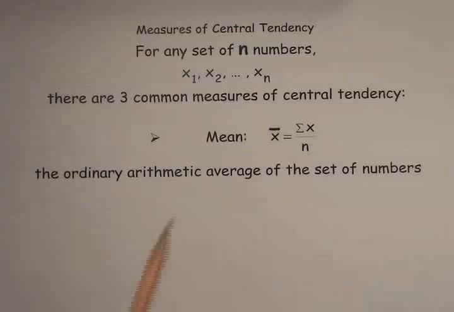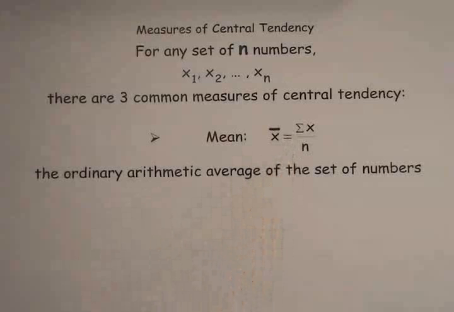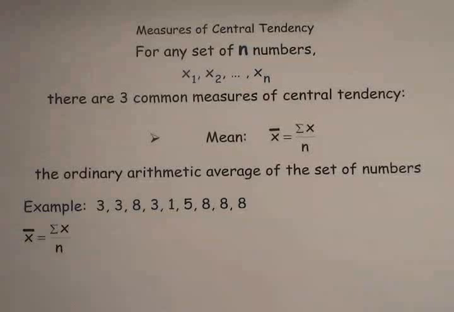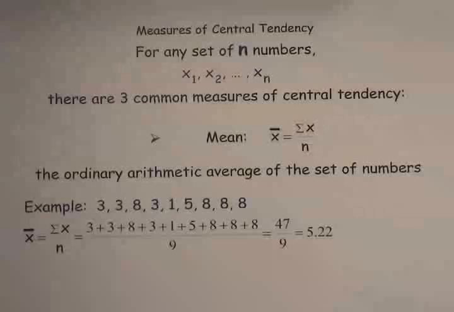And the mean is simply the sum of the x values. In other words, you add up the x values and divide by n, which is the number of x values. You add up how many numbers there are in the set and then divide by that number. It's the ordinary arithmetic average. For example, going back to this same set of numbers, if we want to find the mean, then we add up all the numbers and divide by the number of numbers. So we add them all up. Since there are 9 numbers, we divide by 9. We do the arithmetic, and you find out that the mean of this sample of numbers is about 5.22.